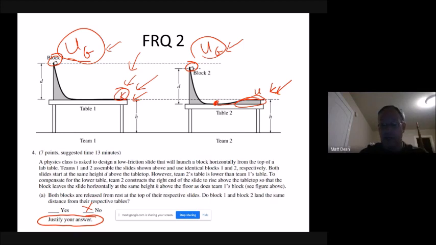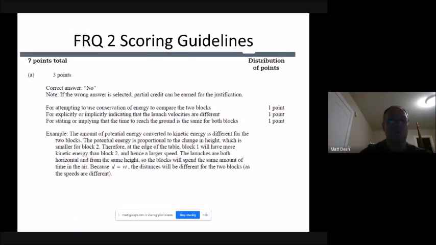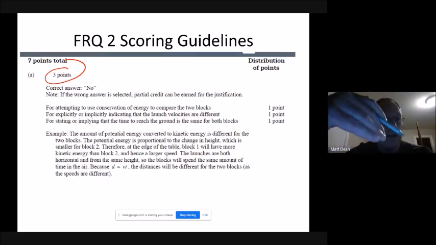And let's look at the rubric and look at their justifications. So this was worth 3 points. So number 1, no. Number 2, talking about conservation of energy. So you need to explain that whole bit, that the amount of energy is conserved, that you're starting with potential, and that's getting converted into kinetic. Table 1, it all gets converted into kinetic. Table 2, most of it is kinetic, but a little bit of it gets converted back into potential. But the total amount of energy in the system is constant.